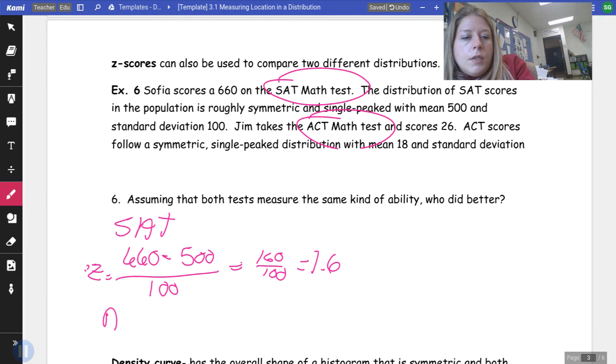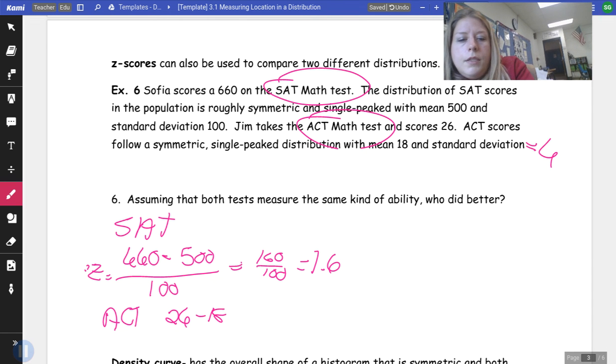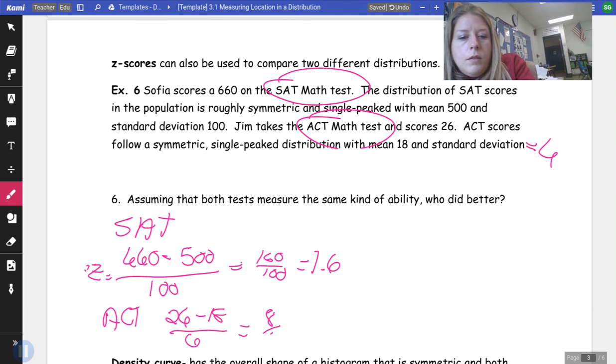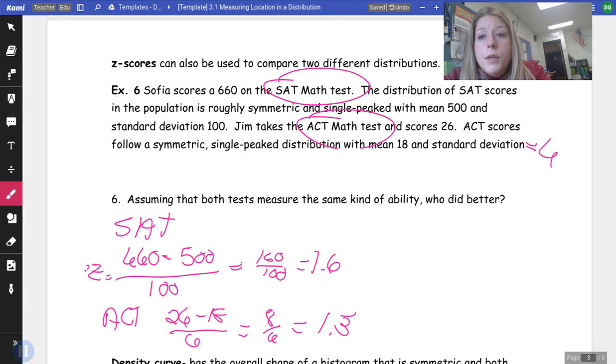And then Jim took the ACT. He got a 26. The average of the ACT is 18, and the standard deviation is 6. So 26 minus 18 is 8, and 8 divided by 6 is 1.3 repeating. So they both had good scores. They were both above average, but Sophia with the SAT was slightly more above average than Jim with the ACT. But without standardizing, you cannot tell.